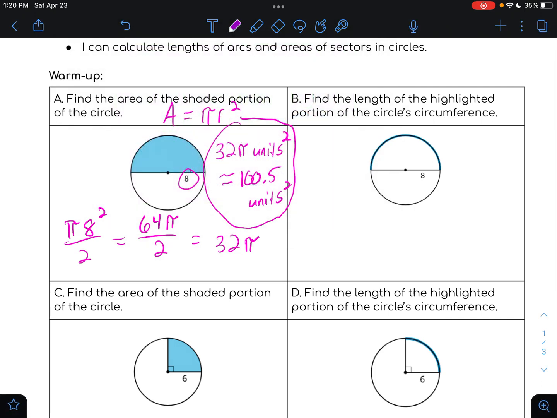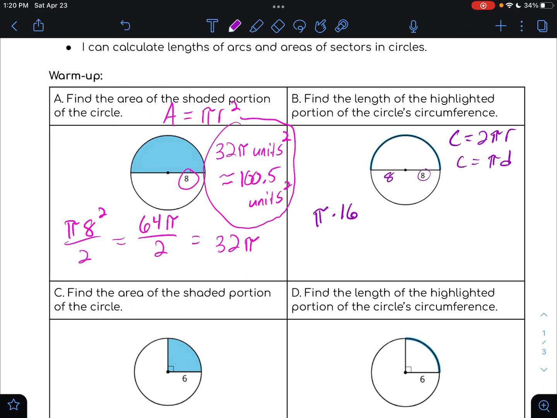Second problem. Find the length of the highlighted portion of the circle's circumference. So remember, circumference is either 2 times pi times radius or pi times diameter. So you can think of 2 radii as a diameter, whichever one you think is easier to work with. I usually like to think of pi times diameter, so I usually just do the mental math. And so this is half of a circumference. So if we're doing the entire circumference, pi times diameter would be pi times 16.